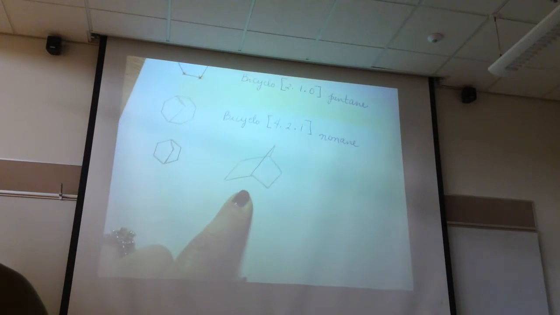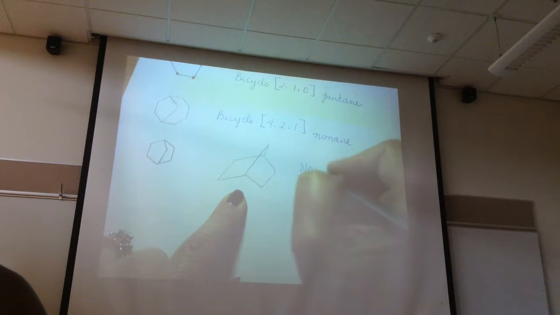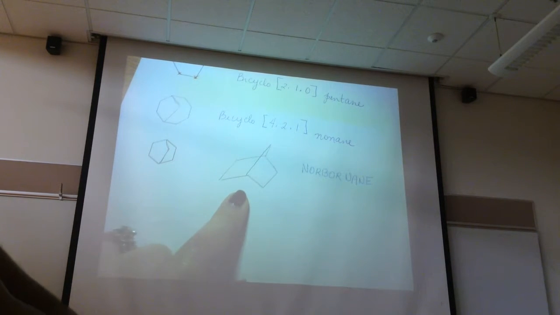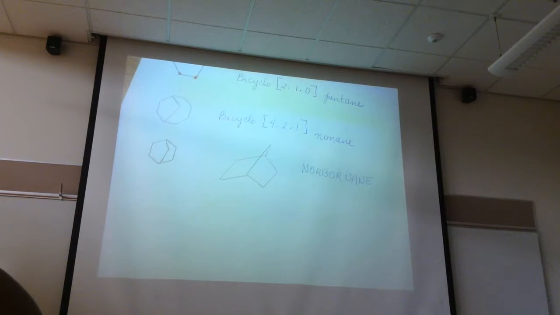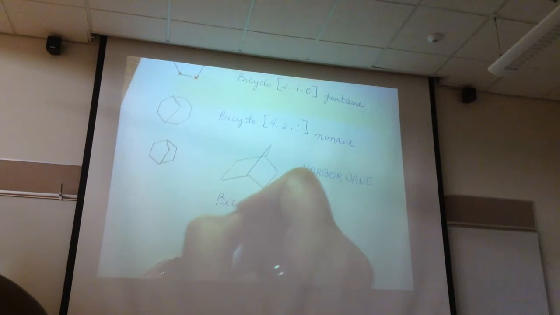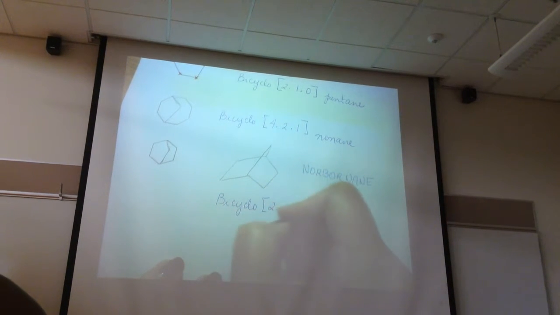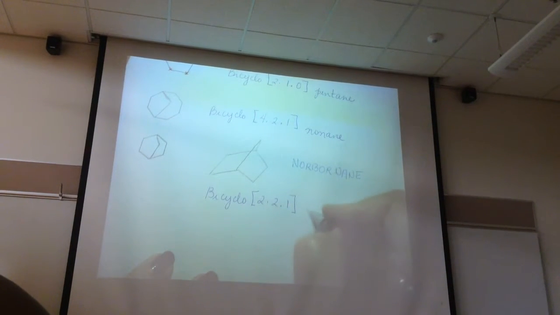This guy's name is Norbornane. So this one is called Norbornane. You have to memorize this. How would you name it according to these bicyclo stories? 221. Okay, so then you would call this bicyclo. They're telling me 221. Is that right? 221. What else? Heptane.